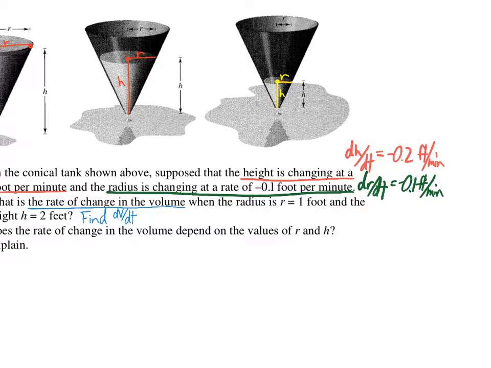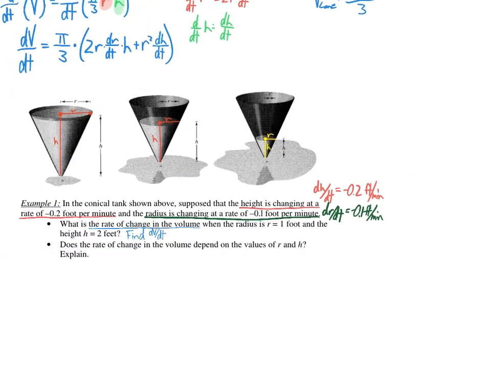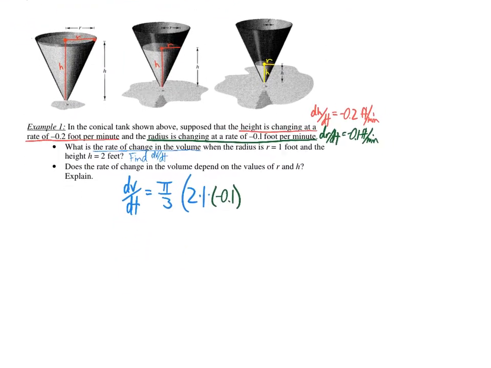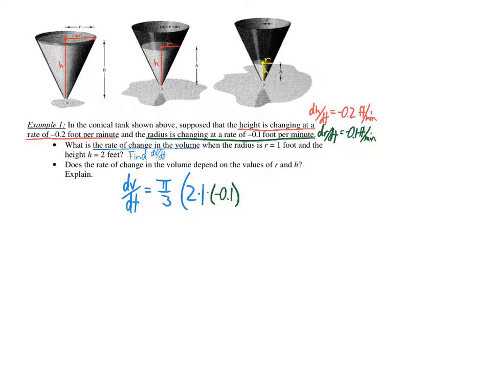So, we've got that. We're told that r is 1, and we're told the height, h, is 2. So, let's look at this. We have dV dt, we're trying to find. dV dt is pi over 3 times 2 times r. R is 1. Times dr dt. Well, that's nice. That's negative 1/10. Can you move it up because I can't see it when it's on the bottom? Yeah. Okay. Thank you.